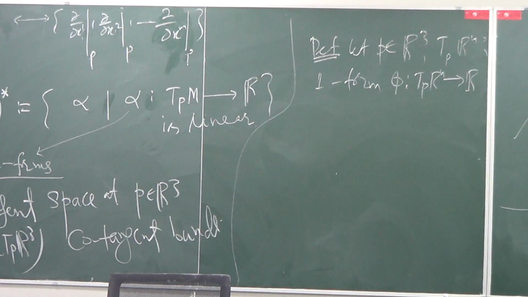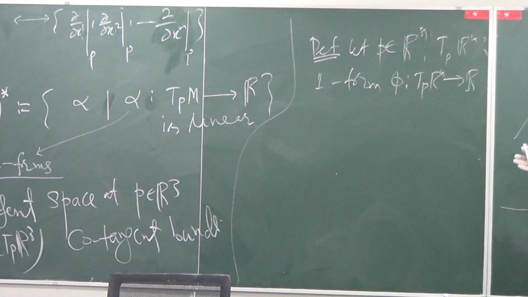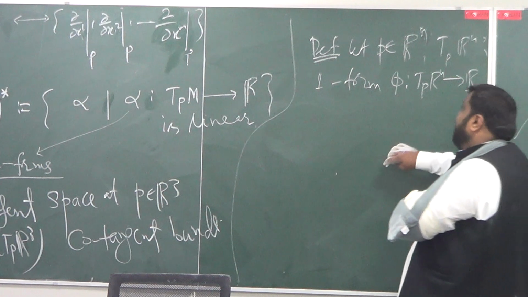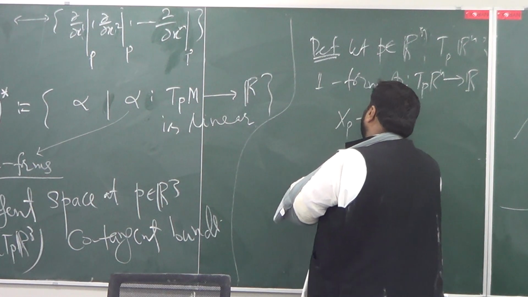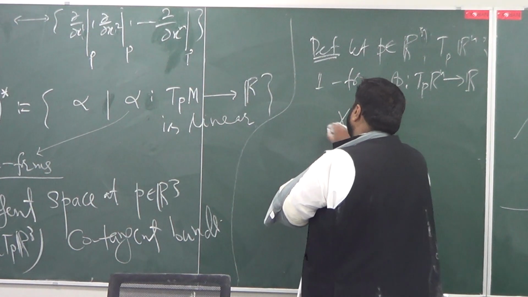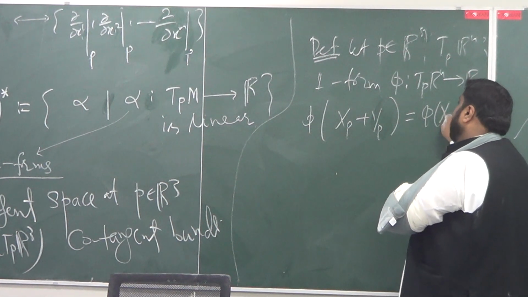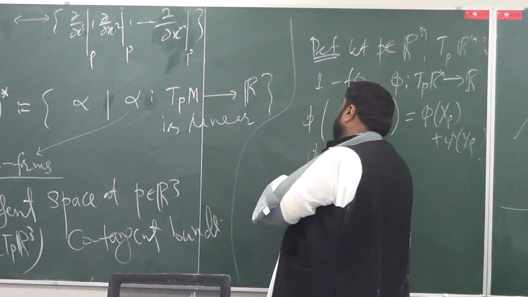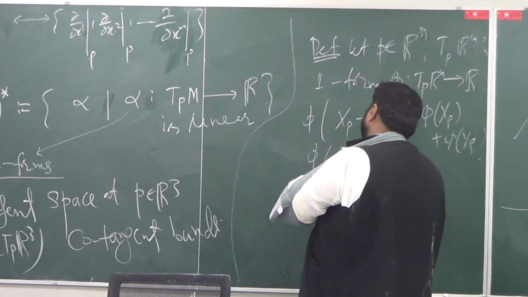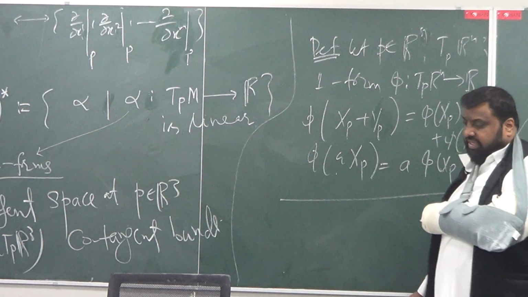Everything is in Rn. At least we can define things abstractly, and we can see them in R3 and R4. So a one-form is a map such that it takes two tangent vectors, for example Xp, Yp, and it gives you phi of Xp plus Yp equals phi of Xp plus phi of Yp. And if you scale a tangent vector, the image will also be scaled. So this is what we mean by a one-form.